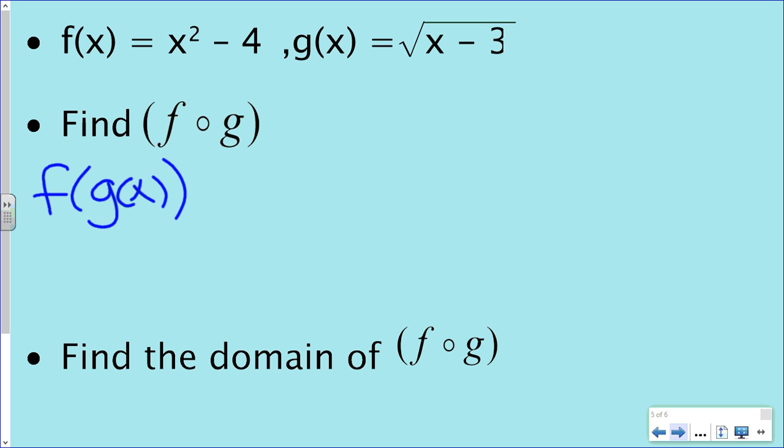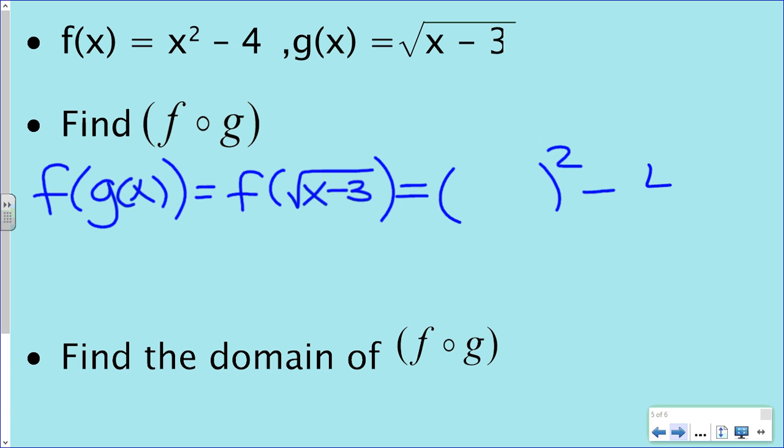All right, let's change g of x. g of x is square root of x minus 3. Now that is what we're plugging into our f function. So our f function is x squared minus 4. Anywhere there's an x, we're replacing it with what's inside. So instead of x squared minus 4, we have radical x minus 3 squared minus 4. Wherever there's an x, we replace it with g.